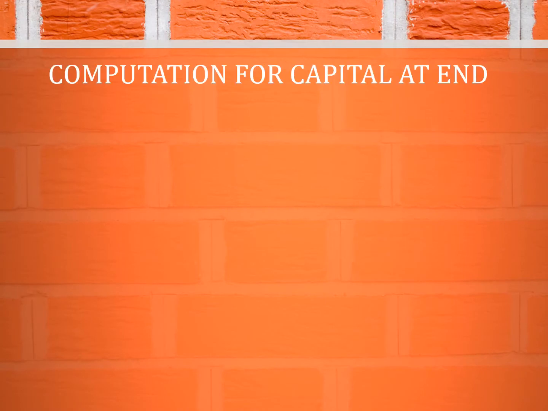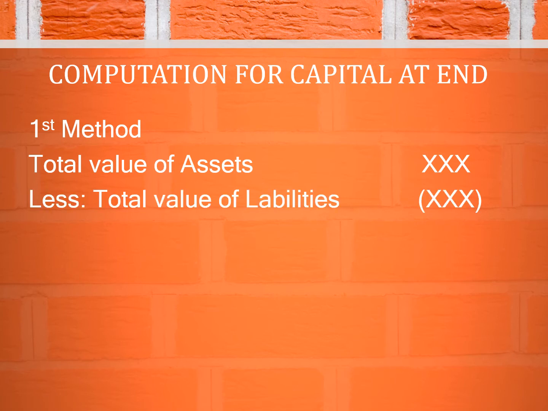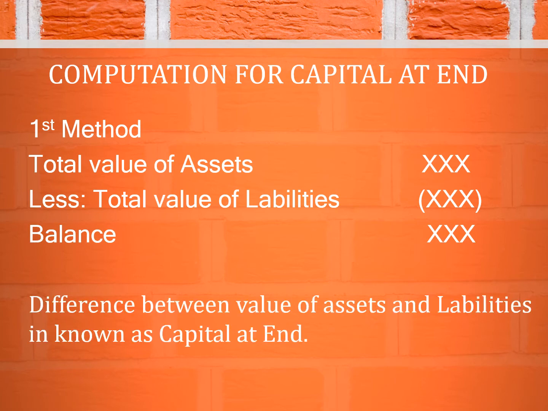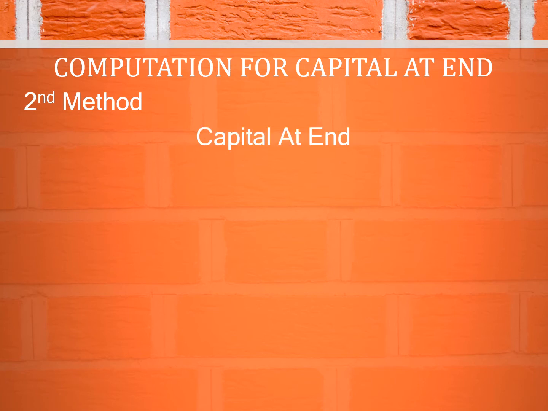To find the capital at end, we use the same two methods. As per the first method, we take the total value of assets less the total value of liabilities, and the balance is known as capital at end. The same method that we use to find the capital at start with the help of a T account, we can use to find the capital at end.